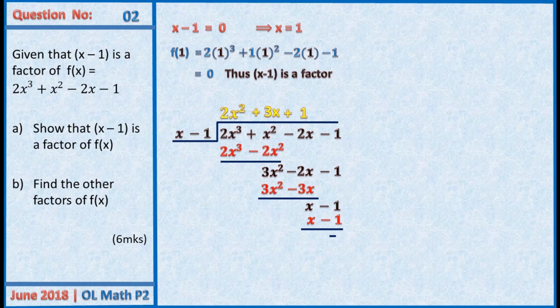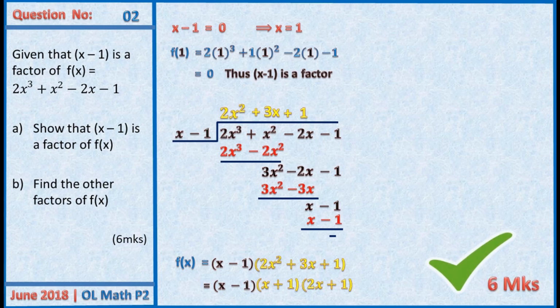The remainder is 0. The remainder is only 0 whenever we divide by a factor. So our function can now be written as f of x equals this divisor, which is x minus 1, times the quotient. And when we factorize this quadratic, we will have x plus 1 into 2x plus 1, and we have completely factorized. You have been factorizing from form 3 right up to form 5, so you know how to do the factorization.